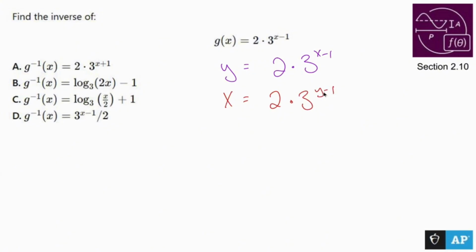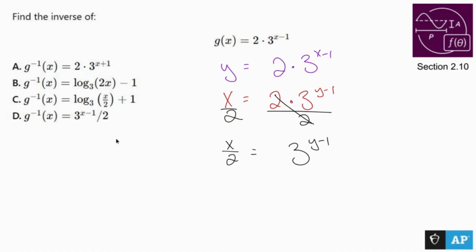Now I need to solve for y, and I have to get rid of three things: a 2, a 3, and a negative 1. Let's divide both sides by 2 first, cross you out. You now have x over 2 equals 3 to the y minus 1. Now that base 3 is in the way.